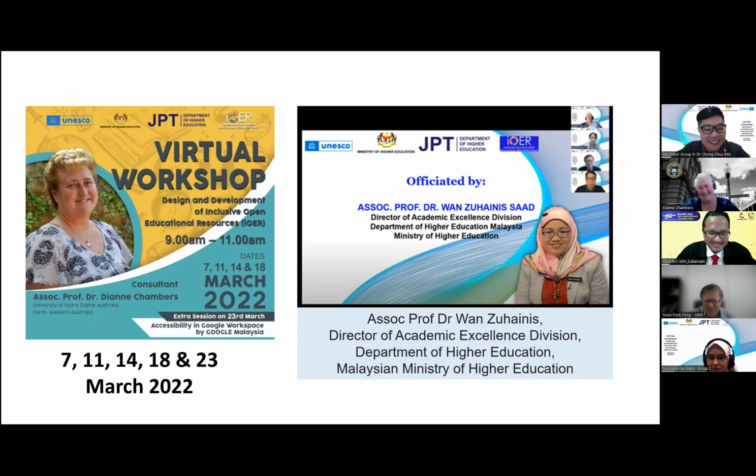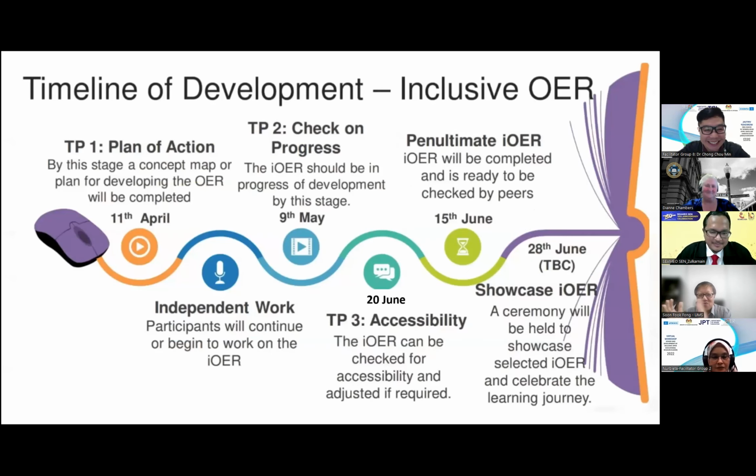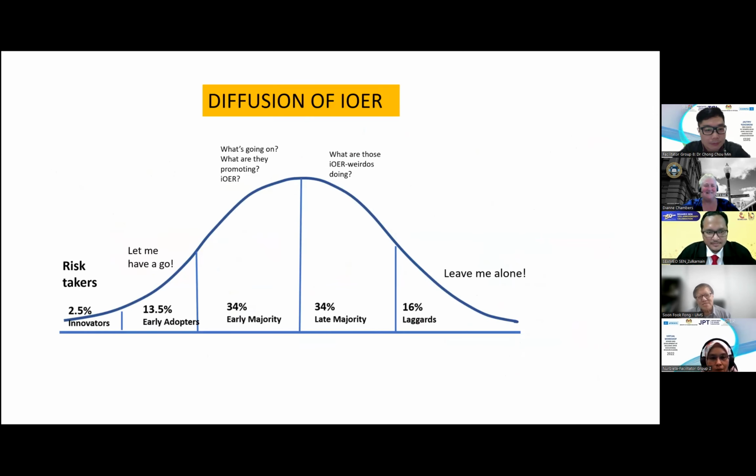So let me just go on. This has been our development, and coming up next will be our showcase of iOER. Now, this is the normal curve that people refer to when any new innovation comes along, the diffusion of innovation curve. So even for iOER, when we got started, there was a small percentage that were the innovators, and the majority of us are in the middle.